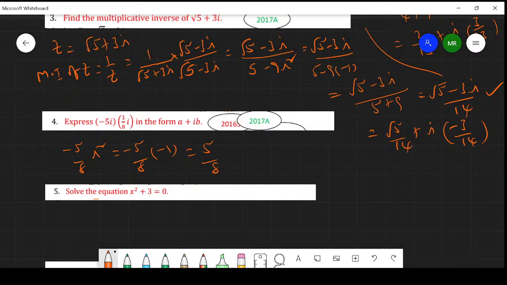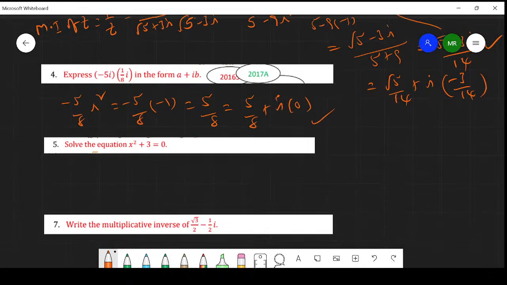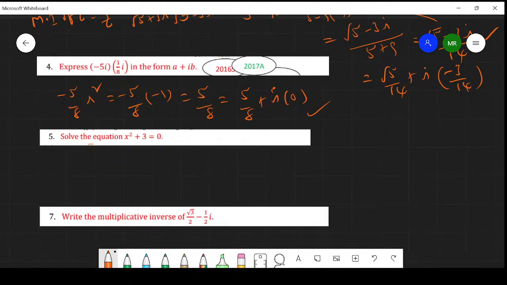So that means we got only real part. I can write 5 by 8 plus i into 0. They are asking in the form of a plus ib. Just multiply minus 5 by 8. i square is minus 1. We got i square here. This is minus 1 positive. Because this is purely real, i into 0, imaginary part is 0 here. 5 by 8 plus i into 0, your answer. Next one. Solve the equation x square plus 3 equal to 0.